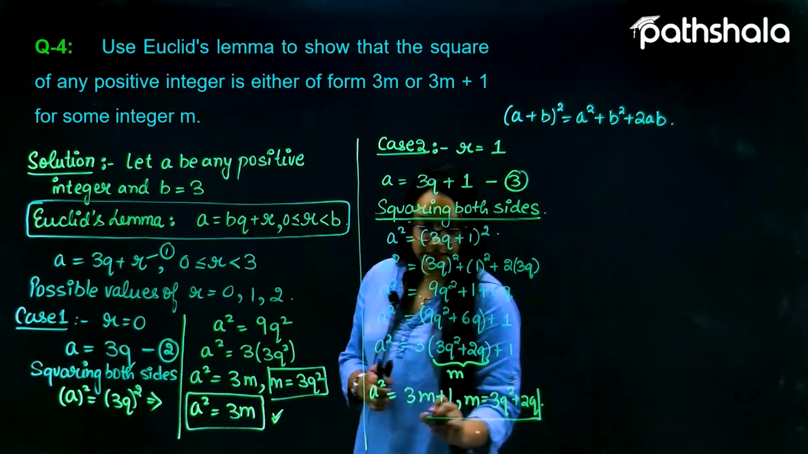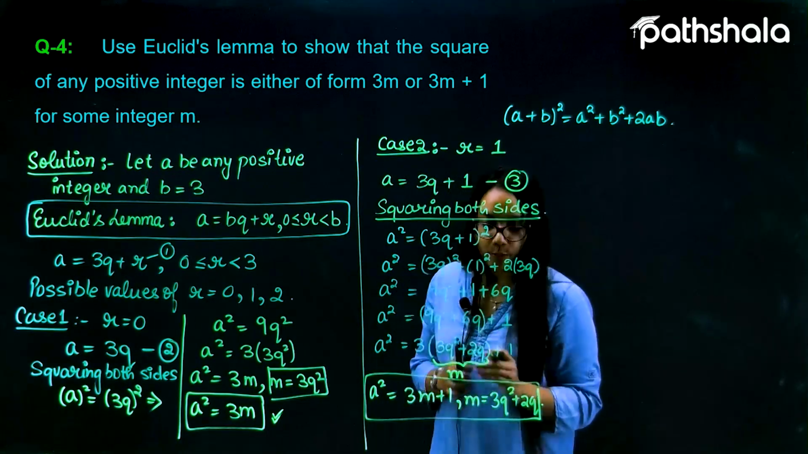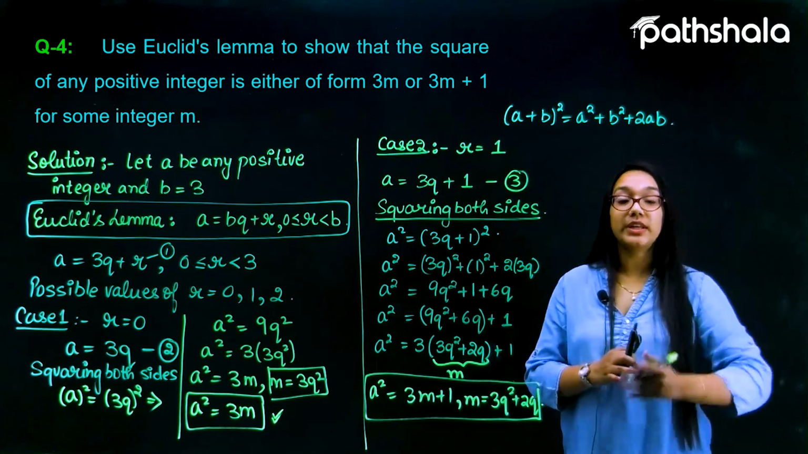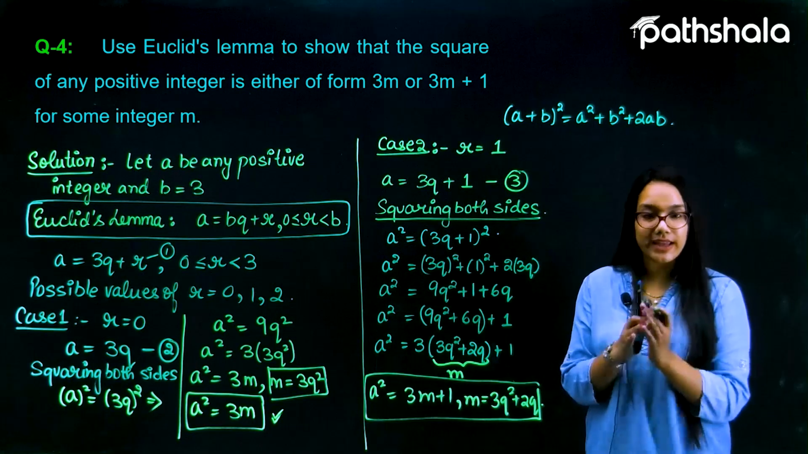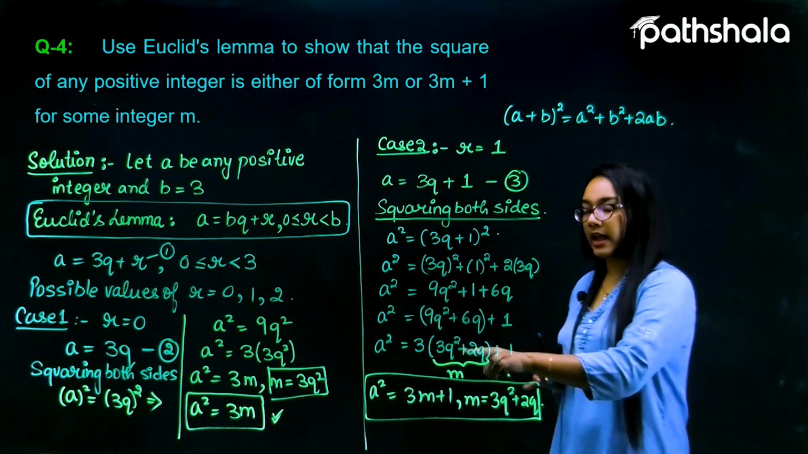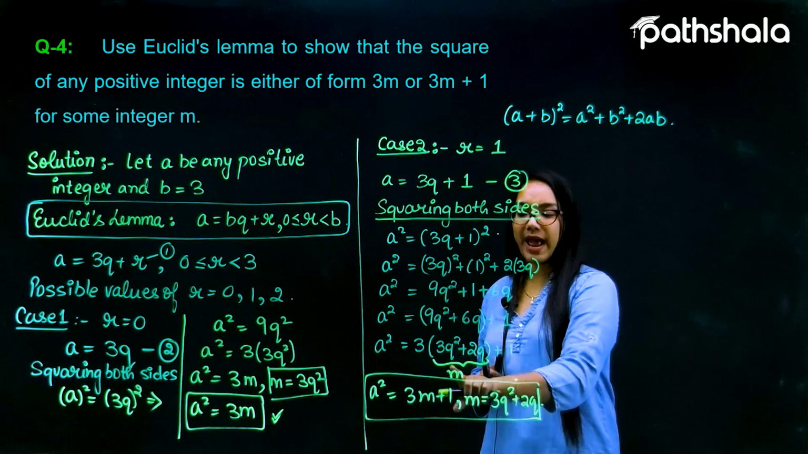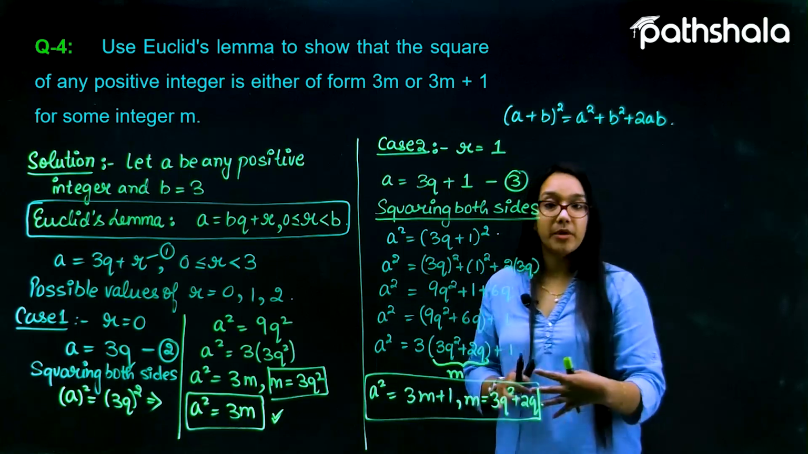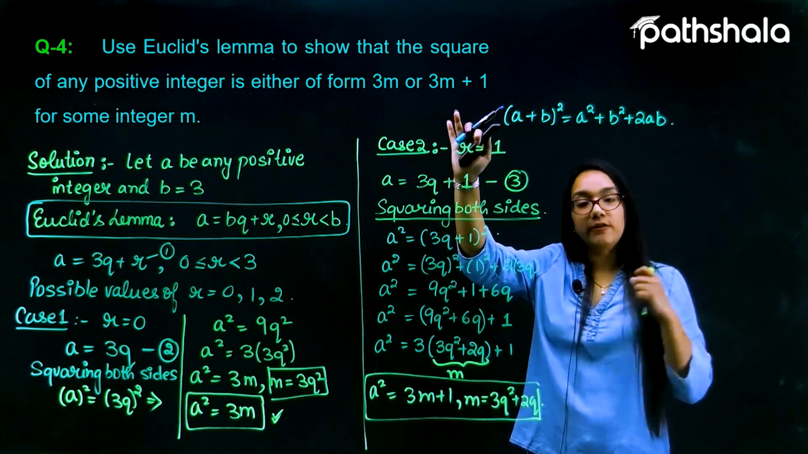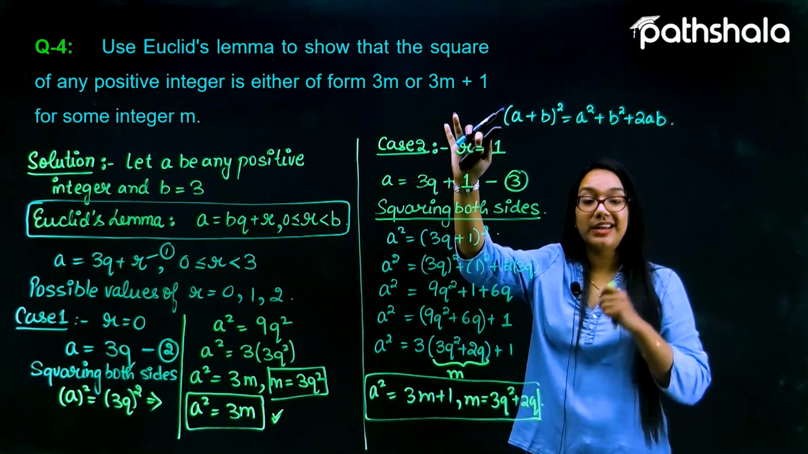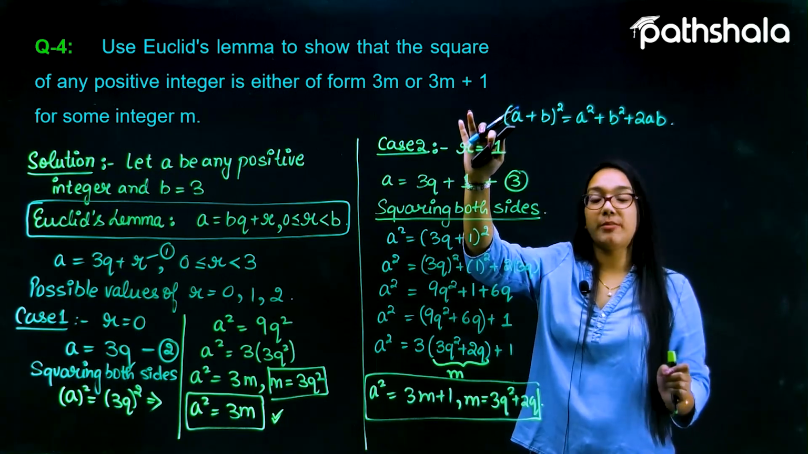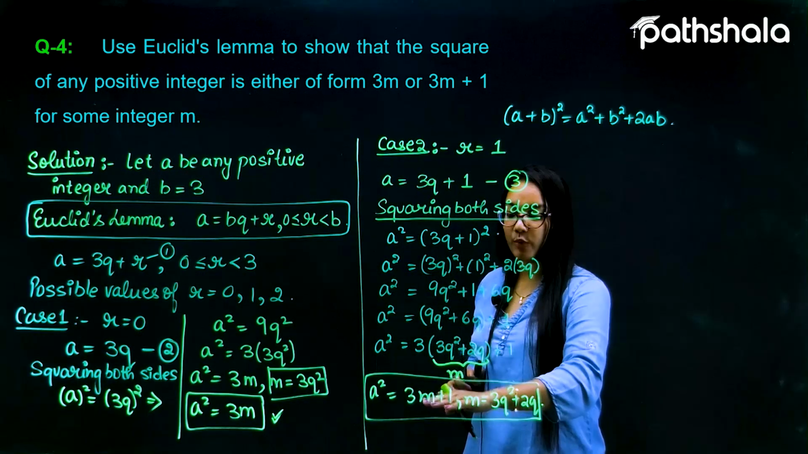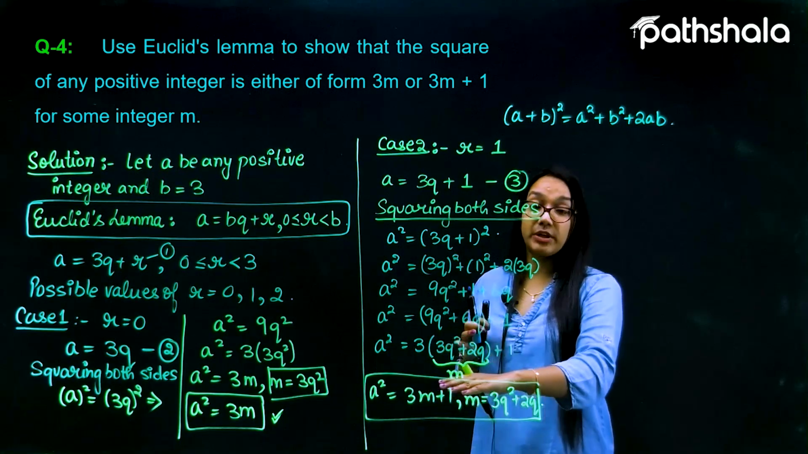So a square will be of the type 3m plus 1, where m is 3q square plus 2q. Hence at the end, it is proven that the square of the number is of the type 3m plus 1, where m can be any integer. I have substituted this particular number as m. You can substitute any number here, but in this question, it is given that we have to take the number as 3m or 3m plus 1 for some integer m. That is why I have taken this number as m. So at the end, we have proven that a square is again of the type 3m plus 1.